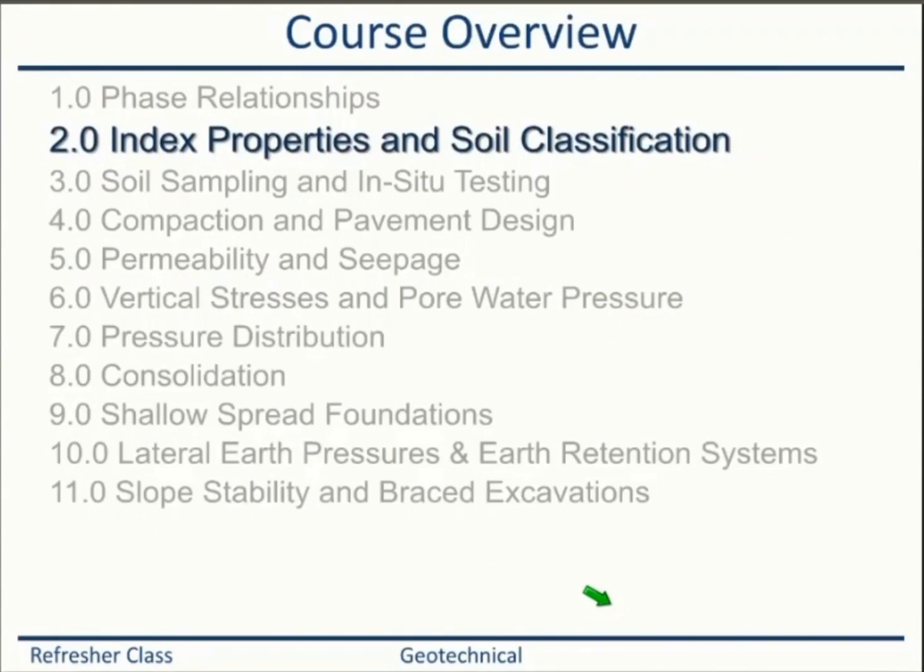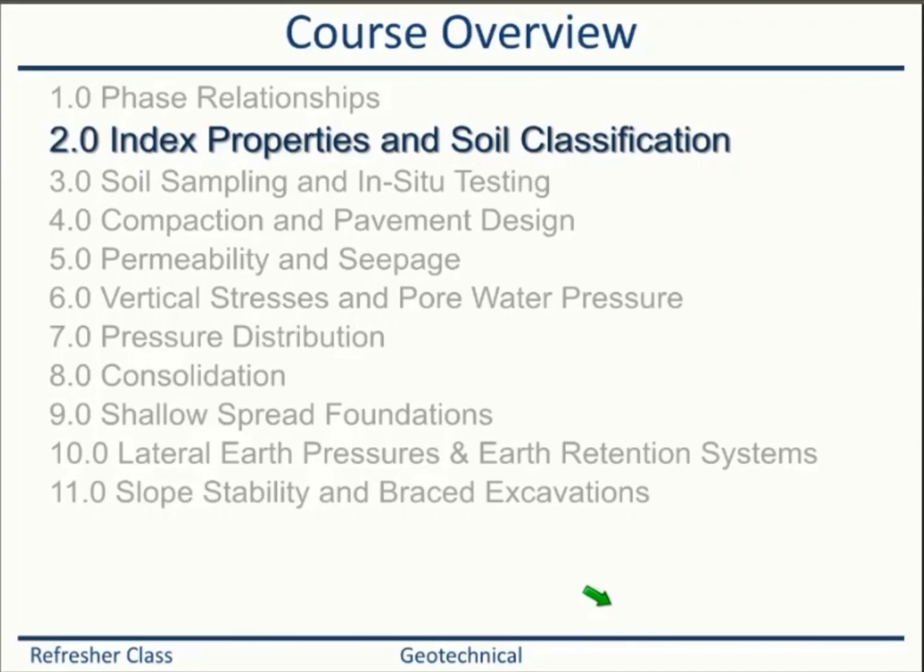That was a brief review on phase relationships. I know you have been through phase relationships in your class, but it was good to review with you. Now let's review index properties and soil classification. Sometimes they may put questions regarding index properties and soil classification. Index properties means an index is a number, a number without any units. These are just numbers, right?